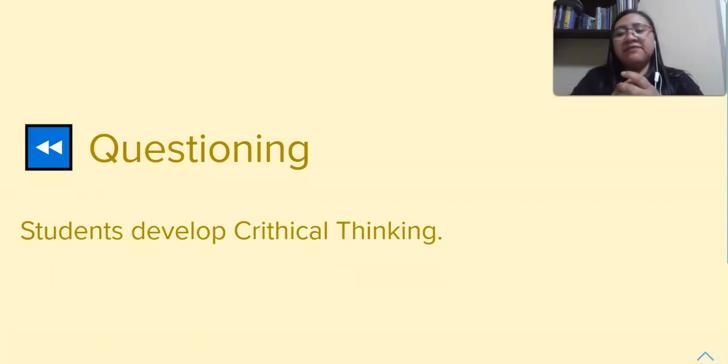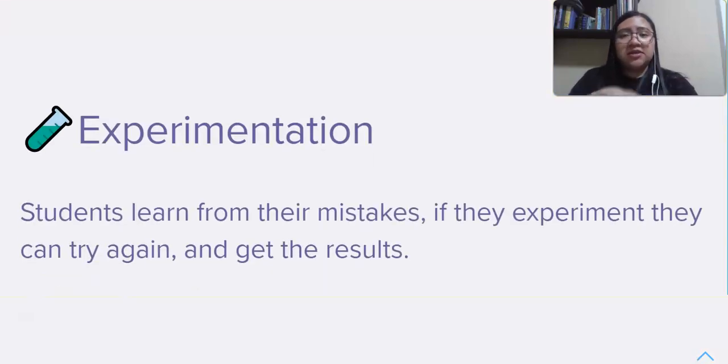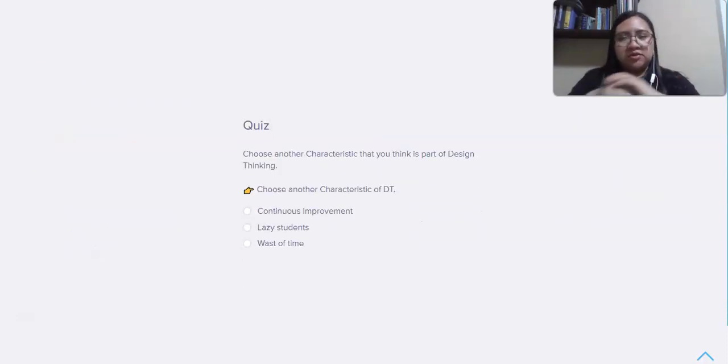Questioning, students develop critical thinking. That's another characteristic of this method. And how important is design thinking in our classrooms? Students can experiment because they learn from their mistakes. They are going to experiment with different situations. So if something doesn't work, they can try again in order to get the results.